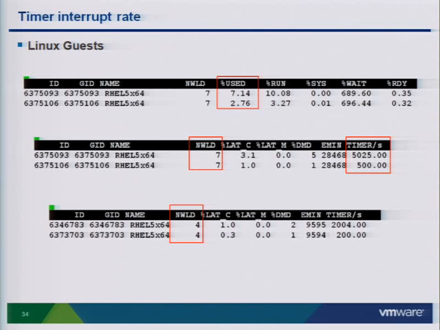Okay, the number of worlds, 7, tells you it's a 4 vCPU VM. The other way to reduce the timer interrupt rate is to reduce the vCPU count. You make it a 1 vCPU VM, and now you see only about 2,000 timer interrupts per second.